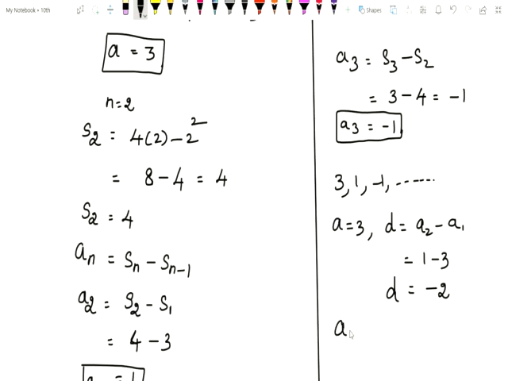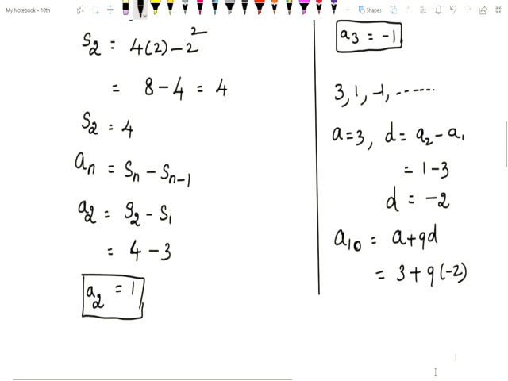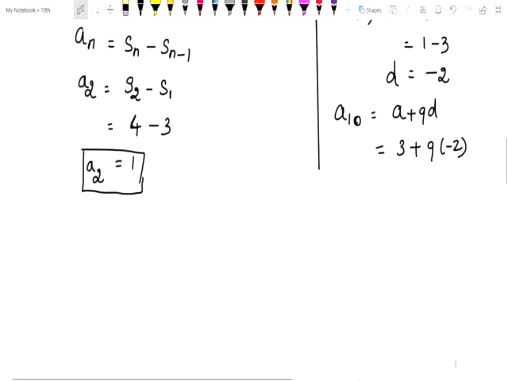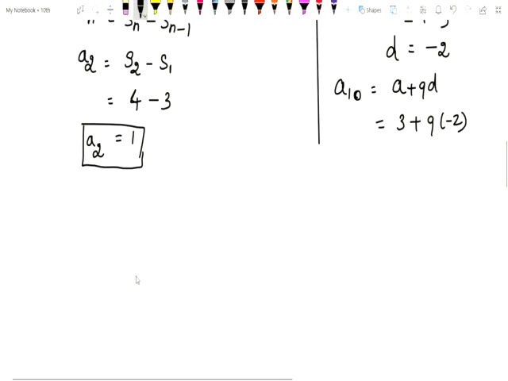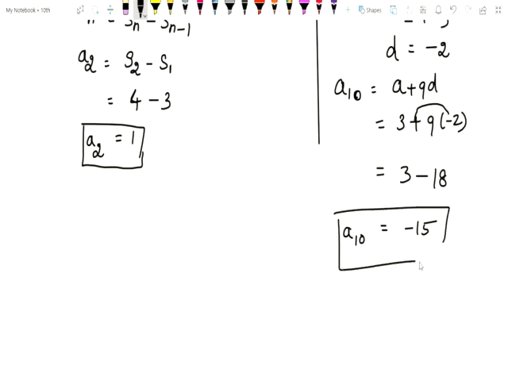So A10, we are going to find the 10th term, equal to A plus 9D. In this you substitute A and D values: 3 plus 9 into minus 2. Minus 9 twos are 18. So 3 minus 18 you get minus 15. So A10 equal to minus 15.